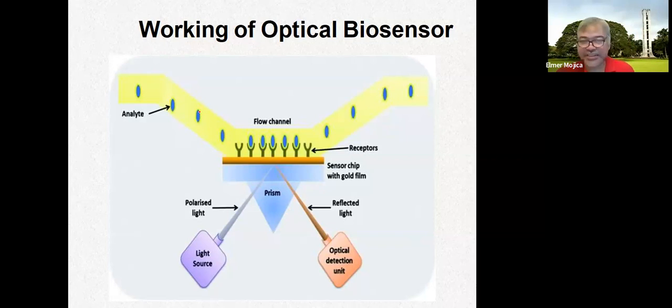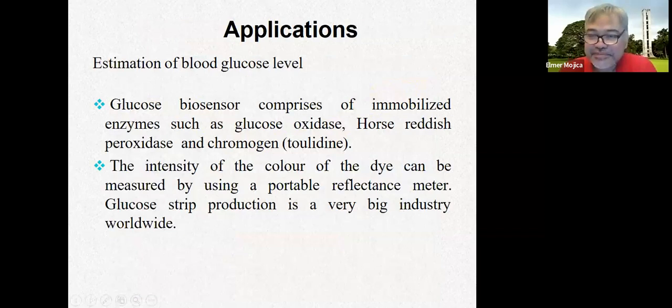So this is the principle of what we call an optical biosensor. Now, use blood glucose level. We might say, oh, isn't it electrochemical lang ang nag-ano sa glucose level? No, you have this optical one.